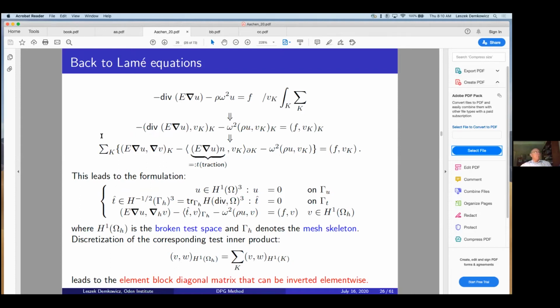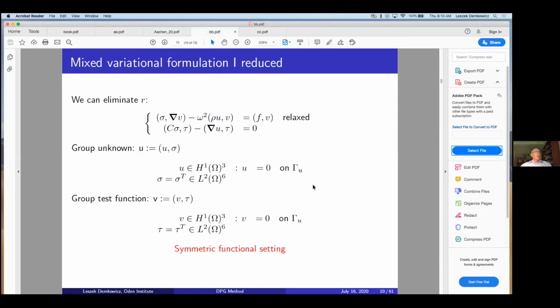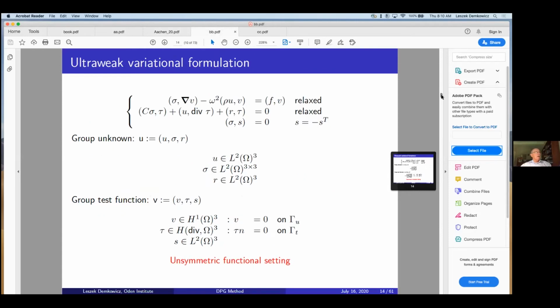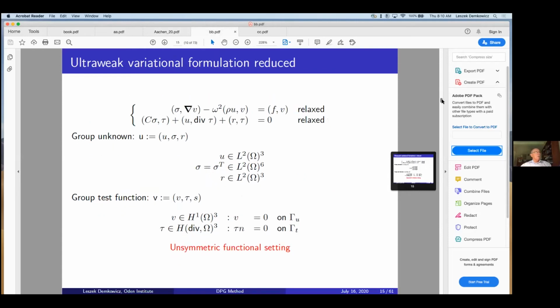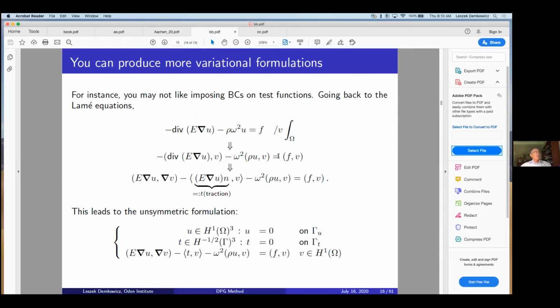Do you remember, probably forgot by now, that when I made a pitch for different variational formulations, I told you that you can come up with more than one formulation. Here was the slide. I used the derivation of the classical principle of virtual work to make the point that you don't have to assume boundary conditions on the test function. And if you don't, you end up with this additional unknown, the traction on the boundary.